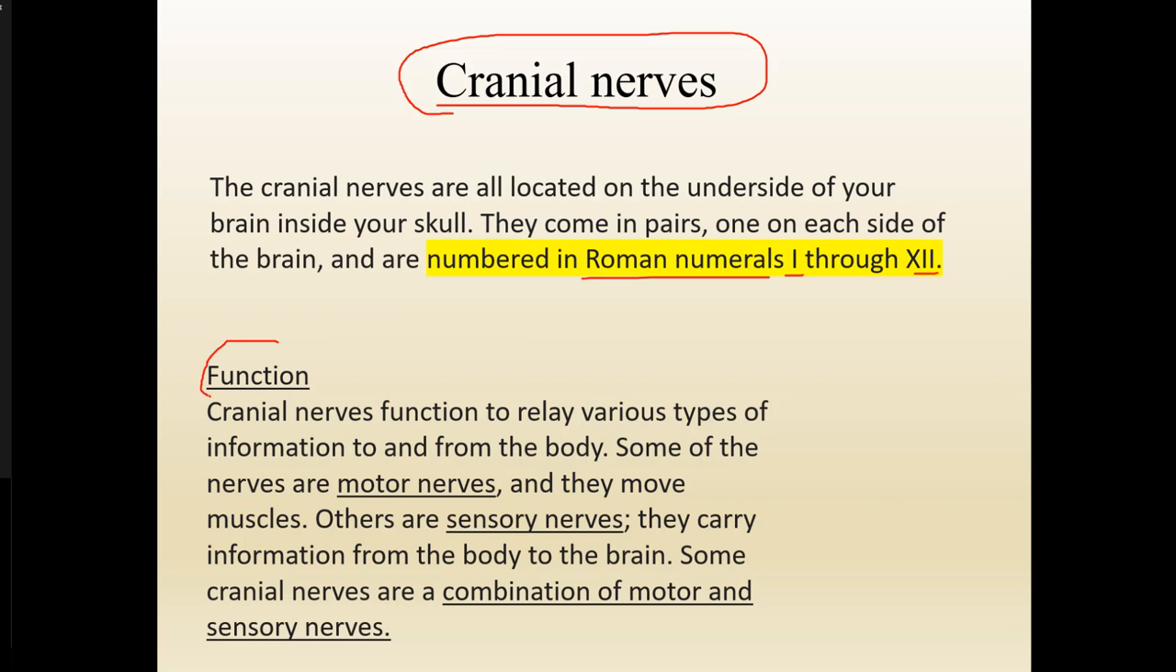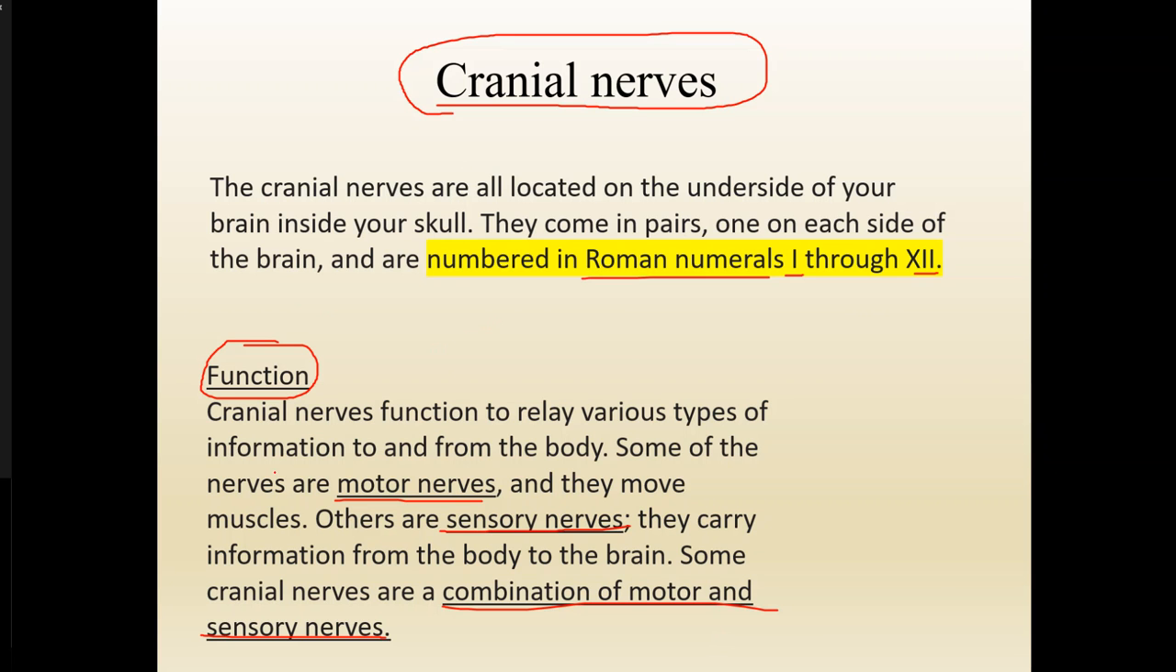What is the function of cranial nerves? Cranial nerves can be motor nerves, they can be sensory nerves, or they can be a combination of motor and sensory nerves. We will look at all of them in some detail and see which ones are motor, which ones are sensory, and which ones are a combination. There isn't a general rule here; they're not all just motor, or sensory, or combination.